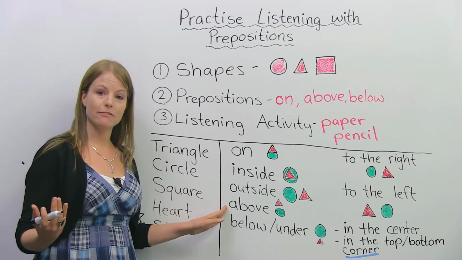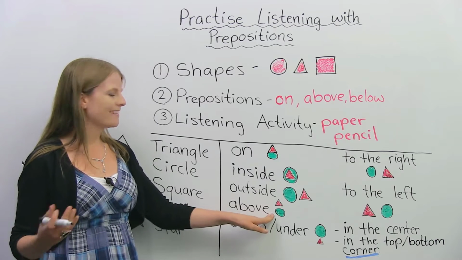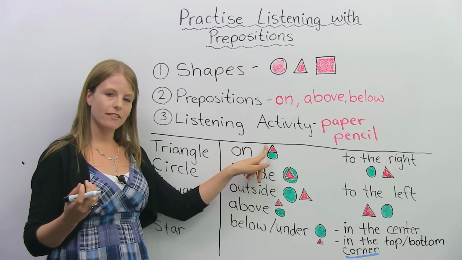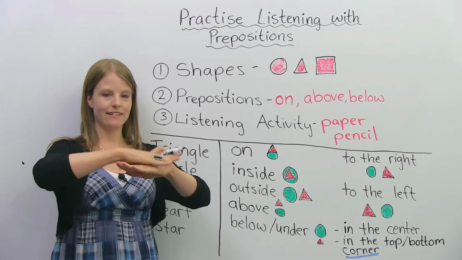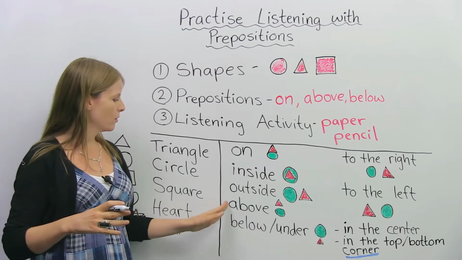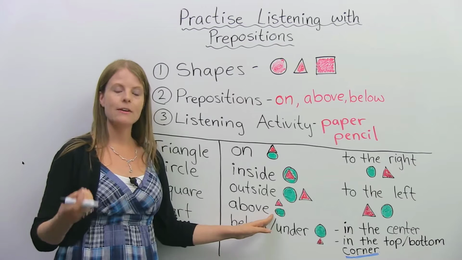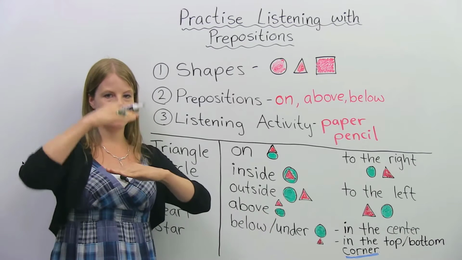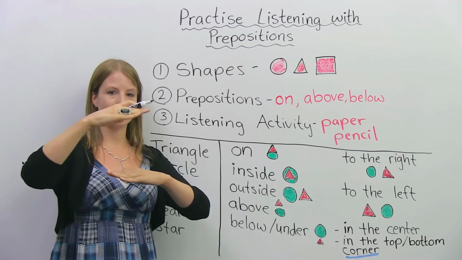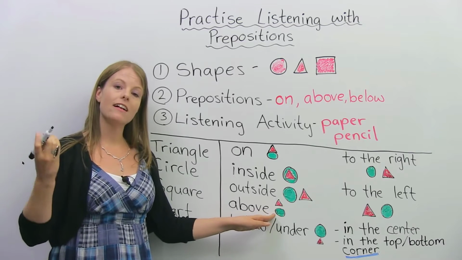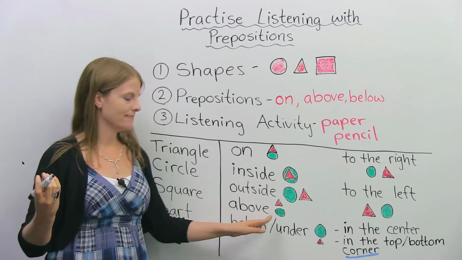Okay, we also have above. Above is a little bit different than on. If you notice the circle, the triangle is on the circle, meaning it's touching. Whereas when we're looking at above, it can be touching, but it can also be just above. So for example, we have a triangle above a circle.